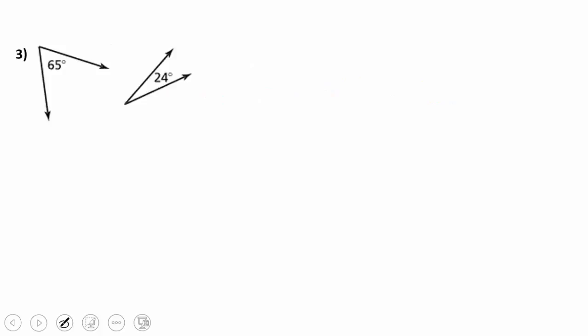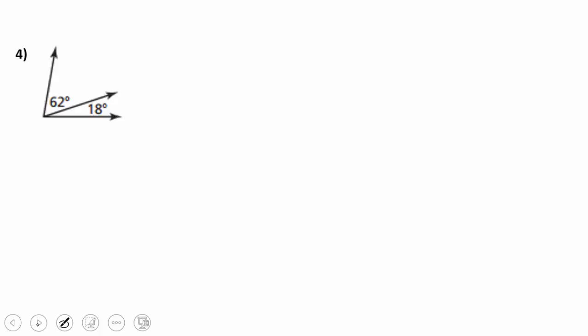Taking these two, 65 and 24. So 65 plus 24. We're going to add those up. 5 and 4 is 9. 6 and 2 is 8. 89 is not what we're looking for, so this is neither. If they don't equal 90, they're not complementary. If they don't equal 180, they're not supplementary.